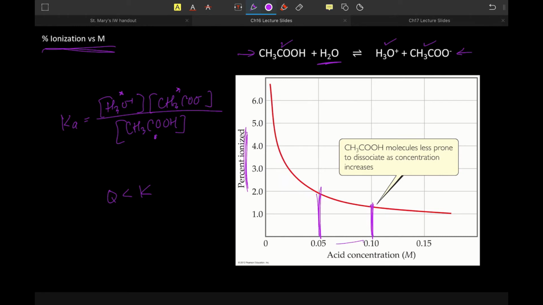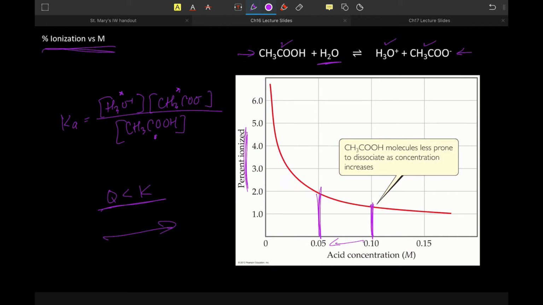If I were to dilute it from 0.1 to 0.05, at that moment, Q is less than K, yes? Q is less than K, right? Because I'm diluting 2 terms up top and only 1 term on the bottom, which means that my Q value is smaller. Go ahead and plug some numbers in there if it would make you feel better, right? Which means that instantaneously Q is less than K, which means the reaction shifts forward, right?